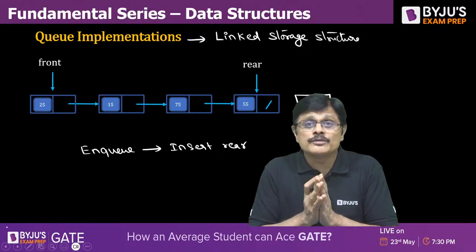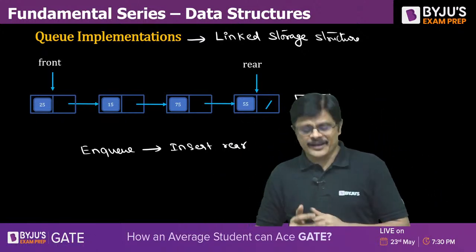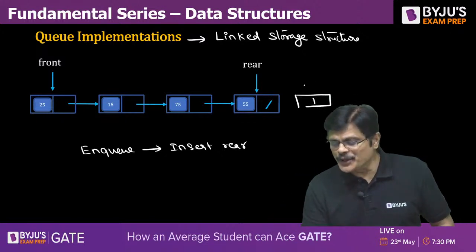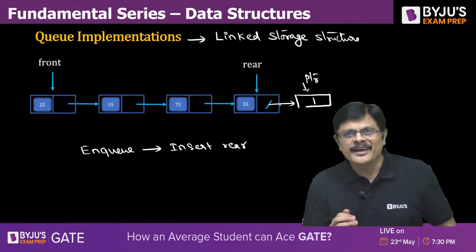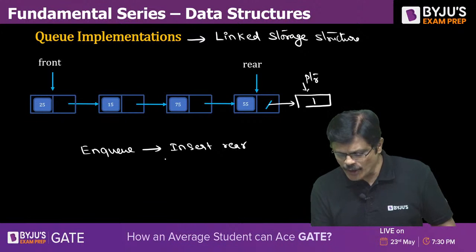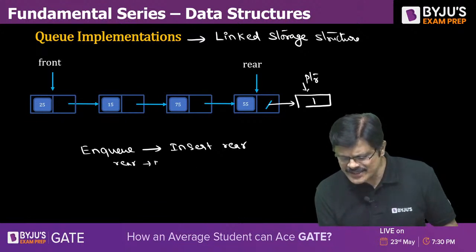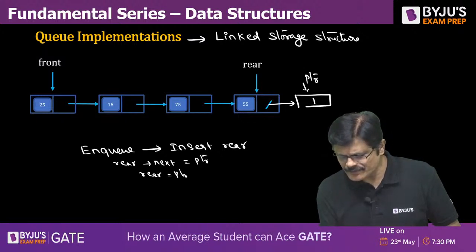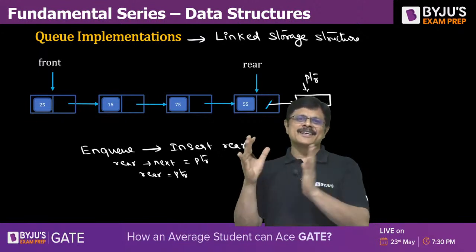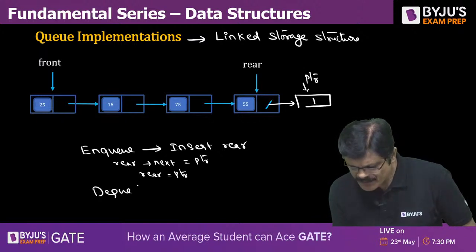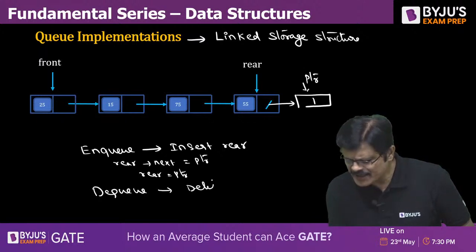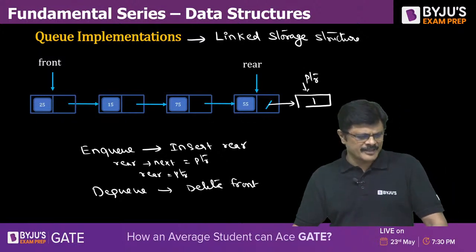See, whenever you want to do NQ, simply insert at the rear. Because there is a rear pointer, you take a new node, just do rear next is equal to PTR, and rear is equal to PTR. With this, the insertion at the end can be done, that is the NQ operation. And what about the DQ operation? The DQ operation is delete front, my dear friends.